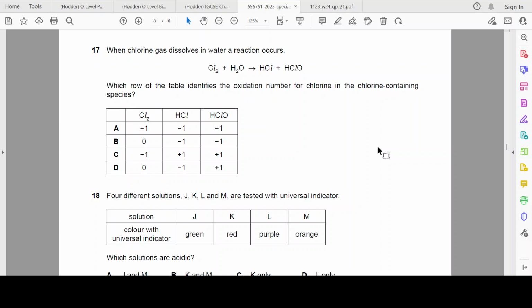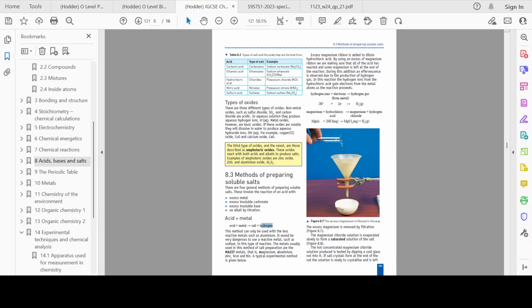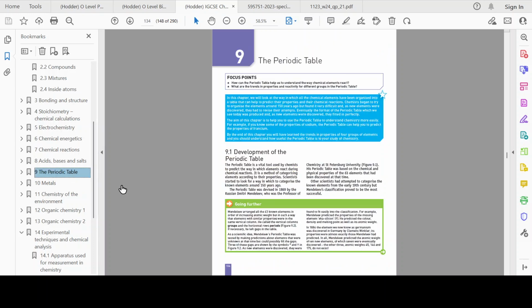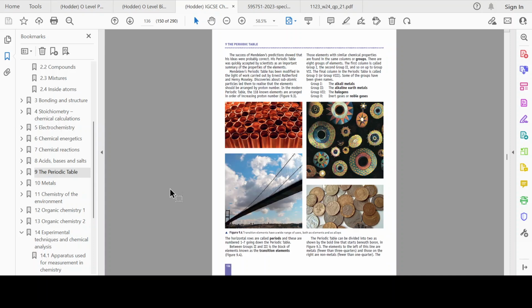HCl is covalent primarily, right? So is it the one sharing electrons in the case of covalent, or is it the one receiving the sharing of electrons? Or what's going on? So, oxidation number, to revisit that, okay, periodic table.